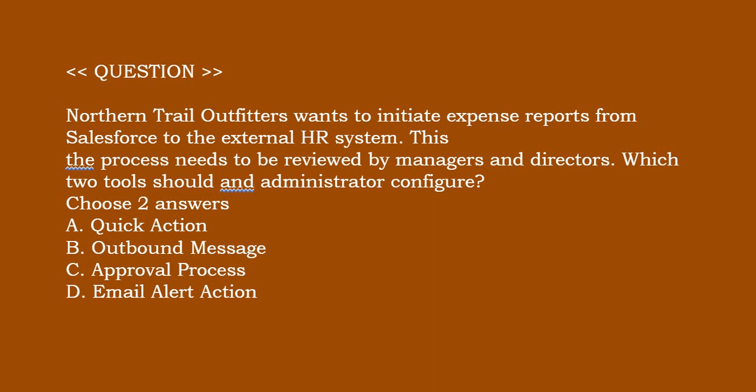Option A, quick action. Option B is outbound messages. Option C is approval process. Option D, email alert action. Correct answer is option B and C.